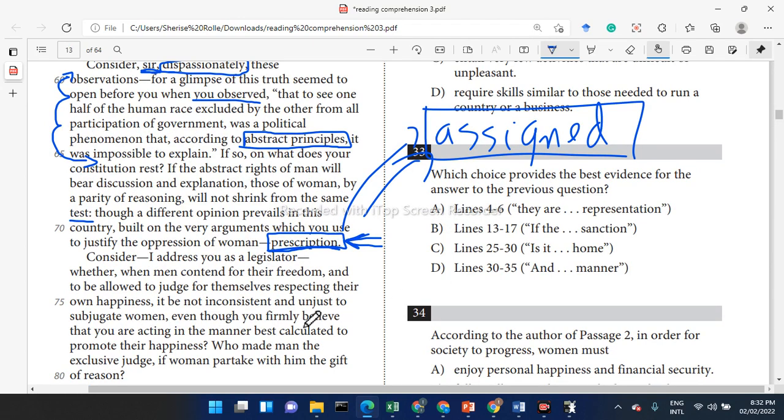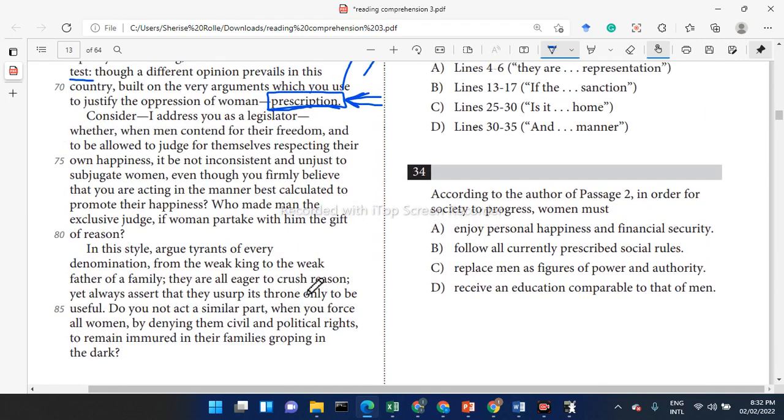This is the part I really love about the argument. I think this is the strongest. In my opinion, this is a very good, strong argument right here. I like this one above all the arguments that she makes. She says, consider, I address you as a legislator, whether, when men contend for their freedom and to be allowed to judge for themselves respecting their own happiness, it be not inconsistent and unjust to subjugate women, even though you firmly believe that you are acting in a manner best calculated to promote their happiness.